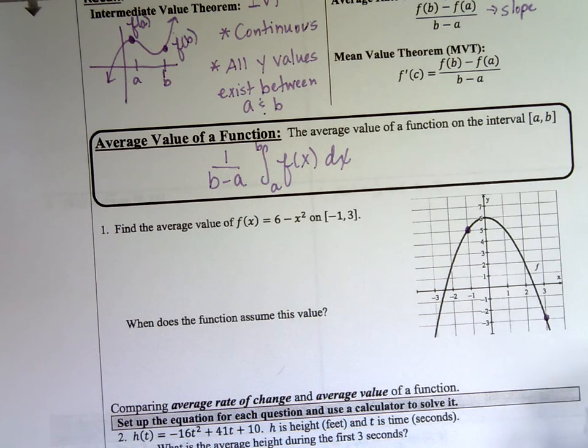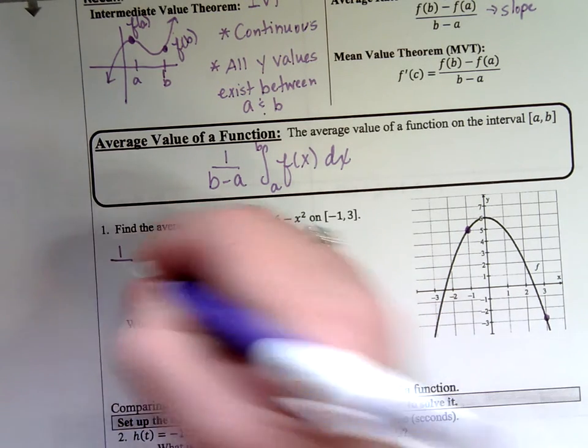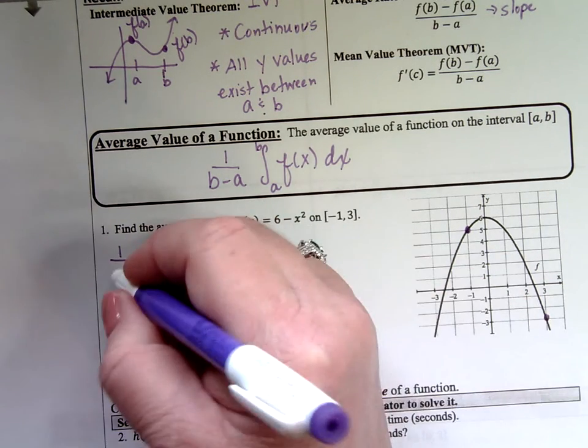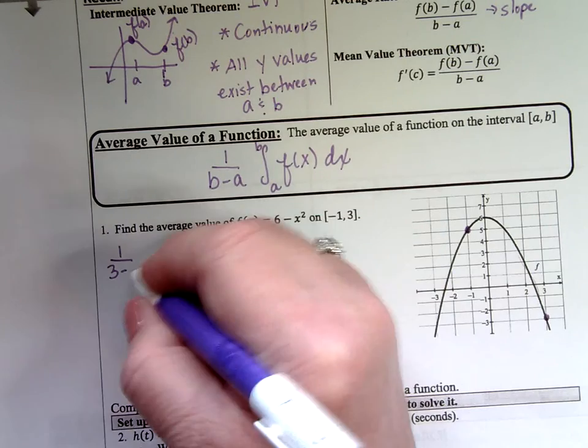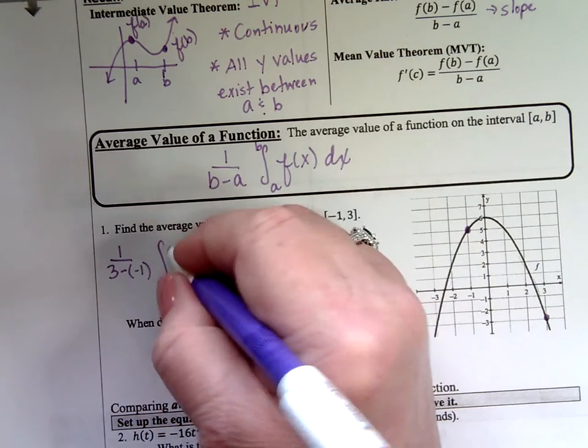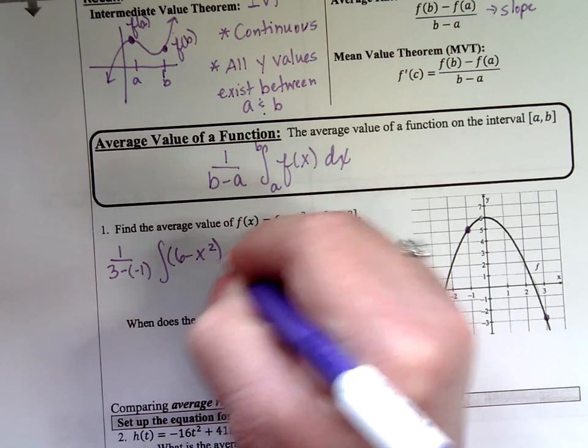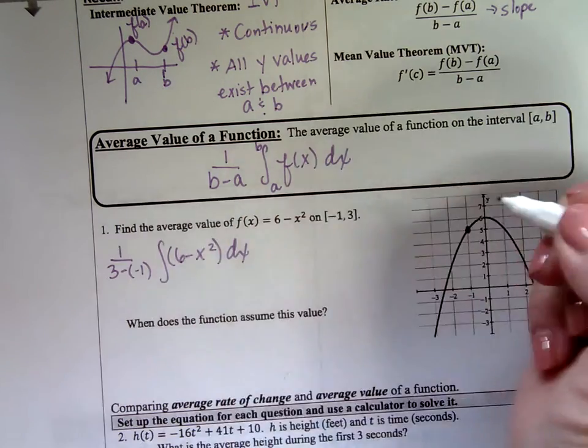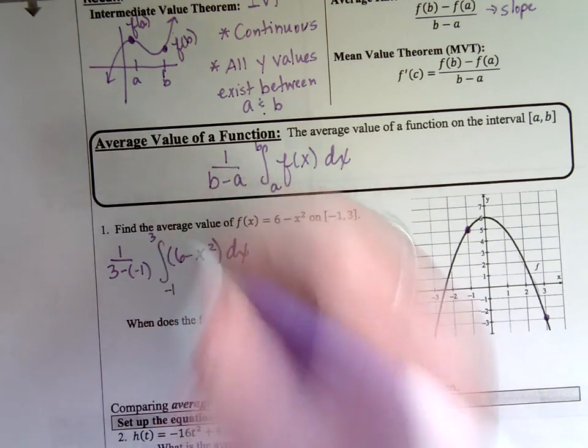So let's see if we can calculate it. It says 1 over B minus A. Well, B is 3, A is -1, times the integral of my function, 6 minus x squared, going between -1 and 3.